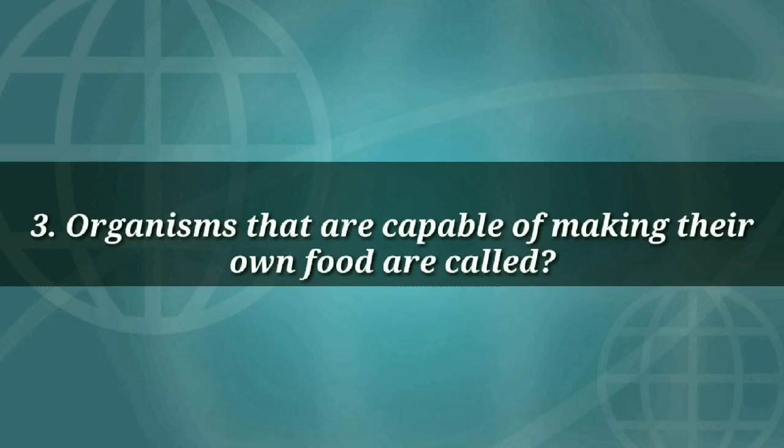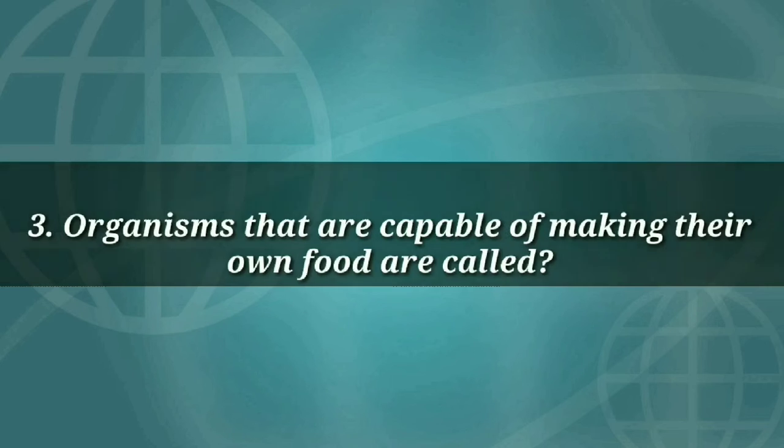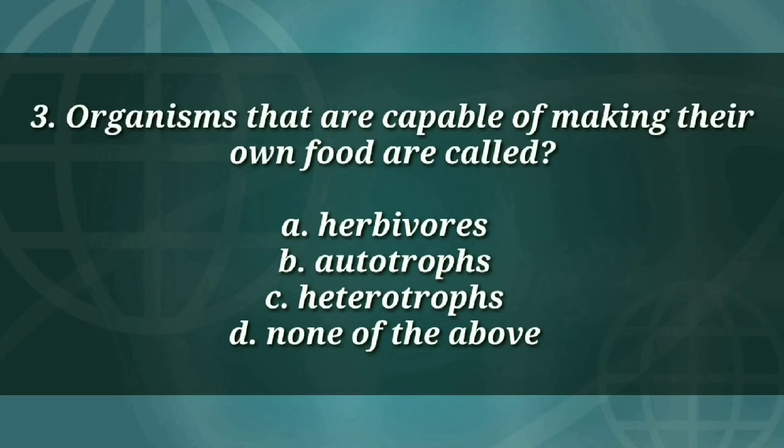Question number 3. Organisms that are capable of making their own food are called option number A, herbivores, option number B, autotrophs, option number C, heterotrophs, option number D, none of the above. The correct answer is option number B, autotrophs.